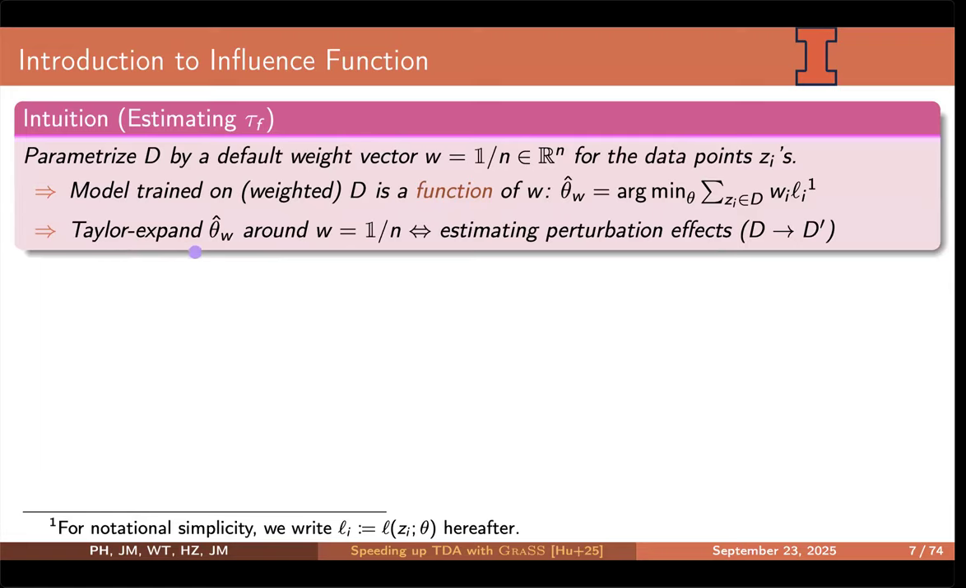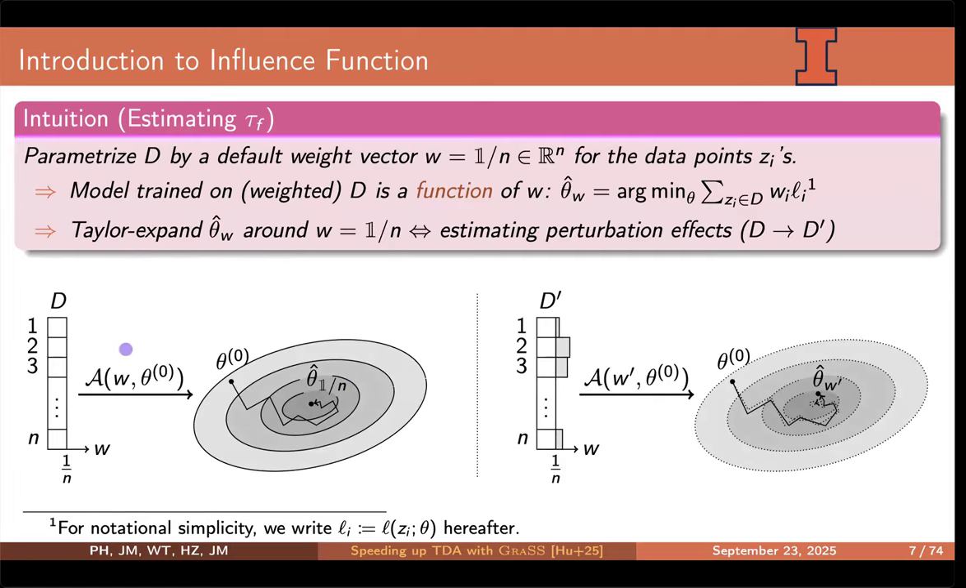Then we can use calculus, for example Taylor expansion, to expand this function around the default weight. So we can study the first order, or infinitesimal, change: what if we perturb the weight a little bit? In the figure, it looks something like this. Initially, each data point receives 1 over n weight, and we put this weight into our learning algorithm. It will learn some minimizer, which returns theta 1 over n.